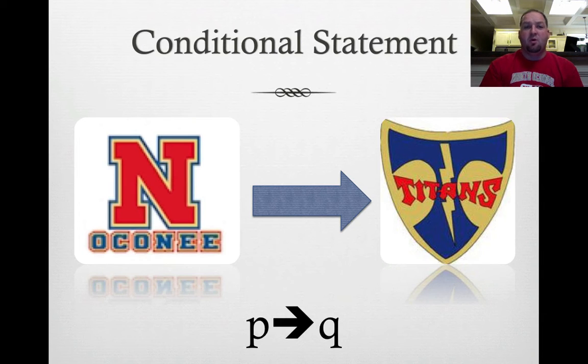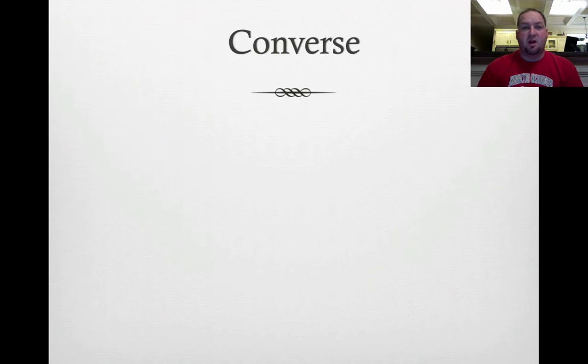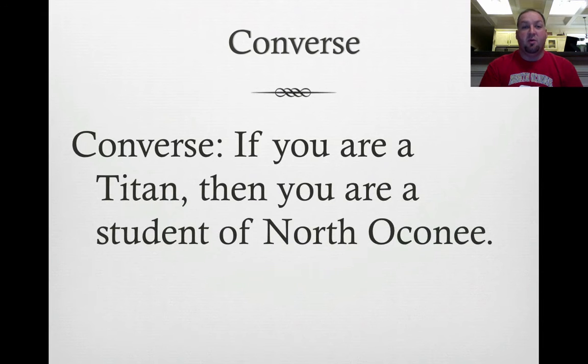Okay, well, let's switch around these and see what they're called. First of all, if we flip the hypothesis and the conclusion, we get what is called the converse. The converse takes, just as I said before, the hypothesis and the conclusion and swaps places. So in this case we put the shield first and then we put the North Oconee symbol. And at the bottom in symbol notation we say if Q then P. Well, if we write the statement out, the converse would actually be if you are a Titan, then you are a student at North Oconee.